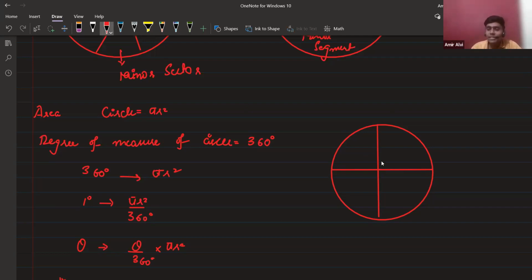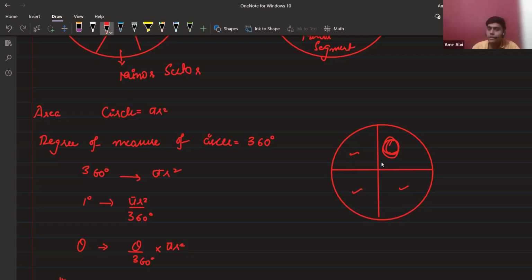Everybody see that? Now I have cut that cake into 4 parts. This is one part. These are 4 equal parts, right? So if I need to calculate the area of this part, what will I do? I will divide the whole area by 4, because these are 4 equal parts.